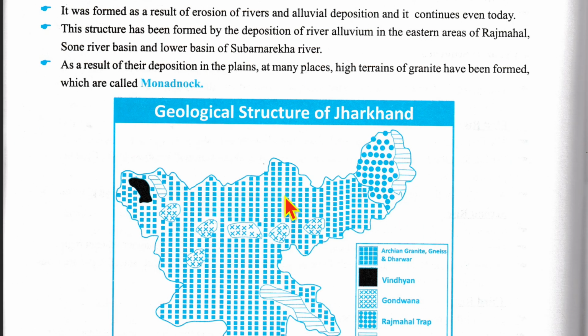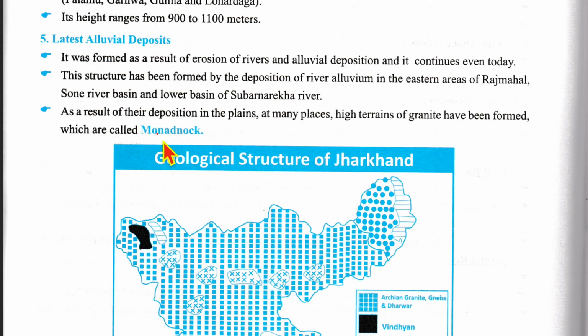Moving on, latest alluvial deposits. It was formed as a result of erosion by rivers and alluvial deposit, and it continues even today. The structure has been formed by deposition of river alluvium in the eastern areas of Rajmahal, Son River and the lower basin of Subarnarekha River. As a result of the deposition in the plains, at many places, high terrains of granite have been formed, which are called monadnocks.